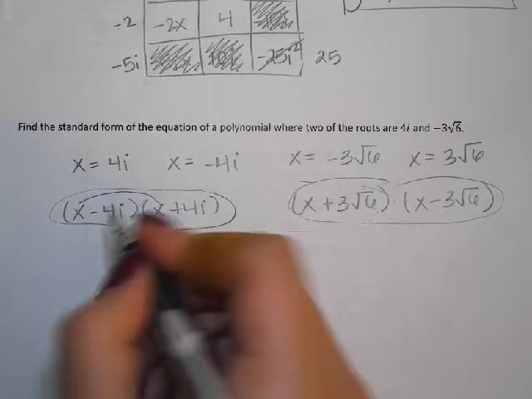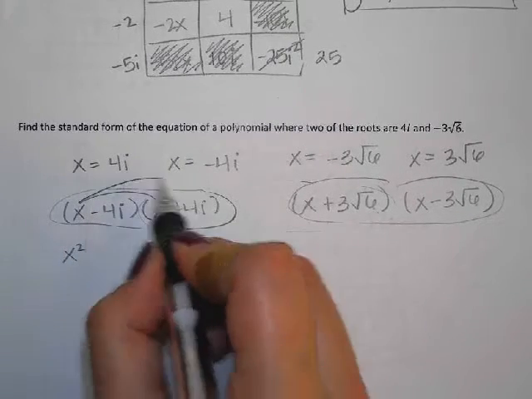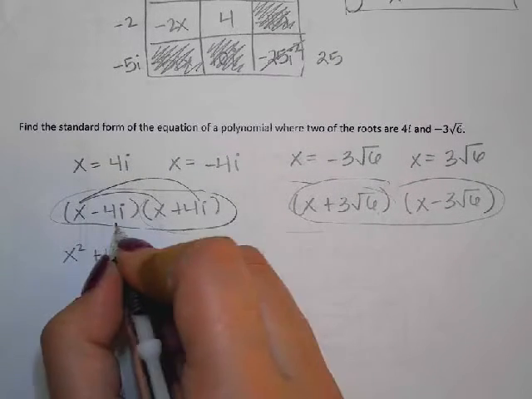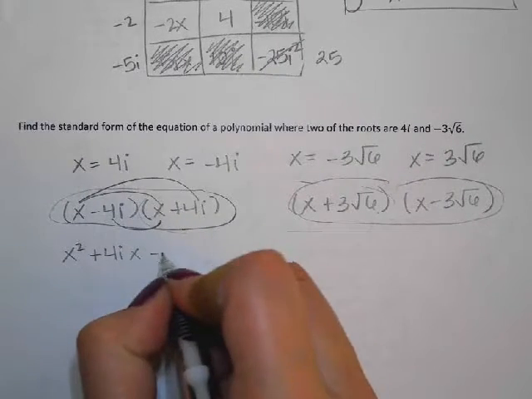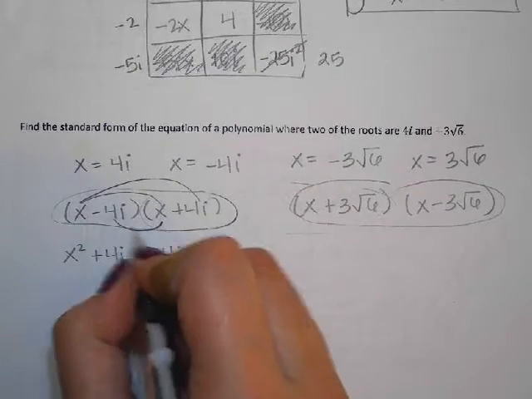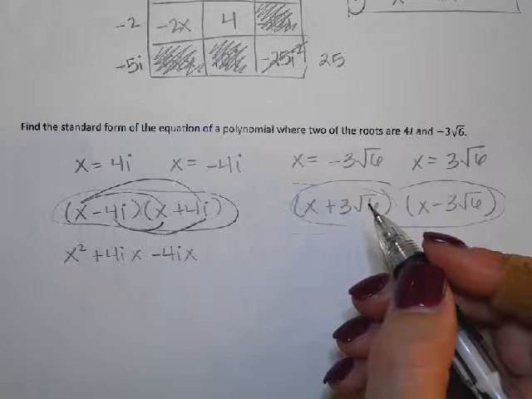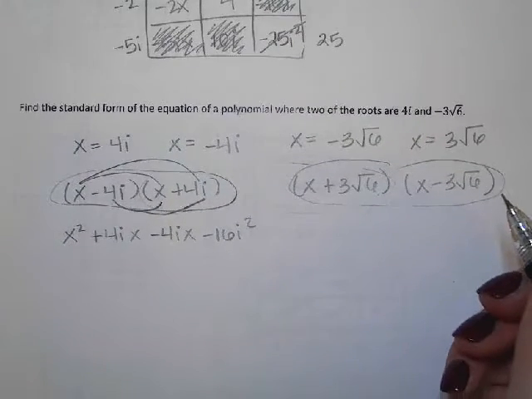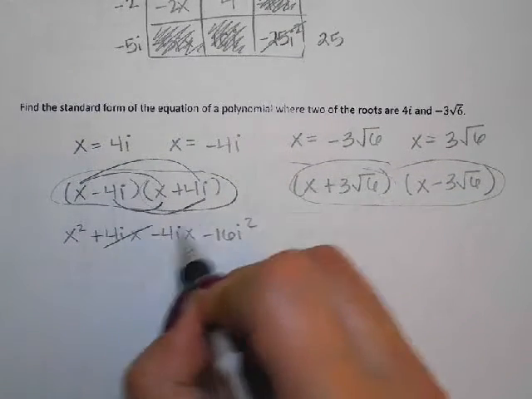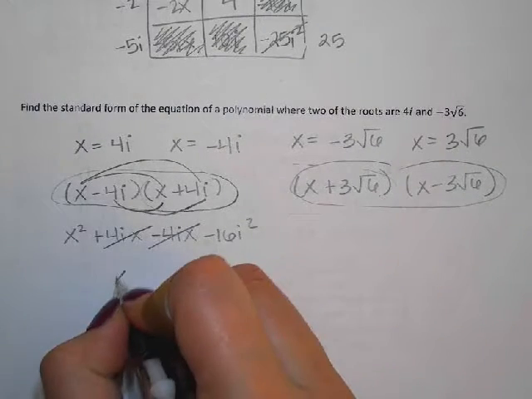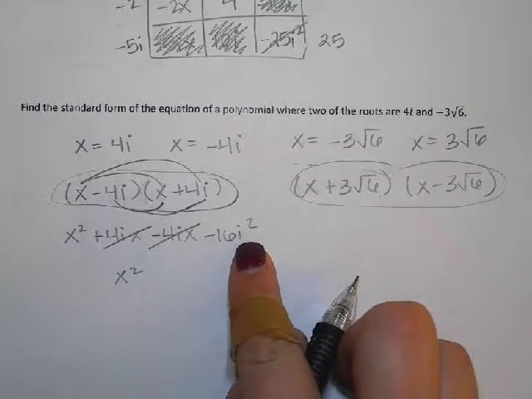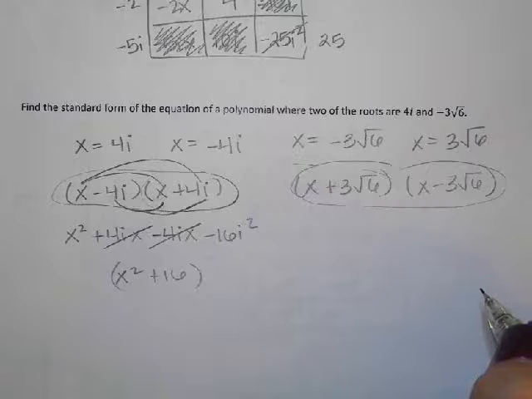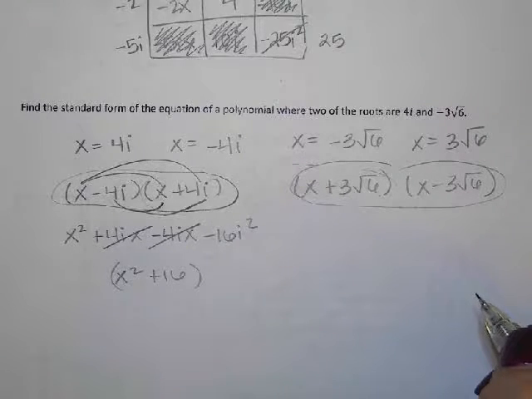So x times x, x times positive 4i, okay, negative 4i times x, and then negative 4i times positive 4i, 16i squared. Okay, so what happens? Those cancel, and it's negative 16 times negative 1, which is positive 16. So that one cleaned up real nicely. x squared plus 16 is a nice answer to work with.